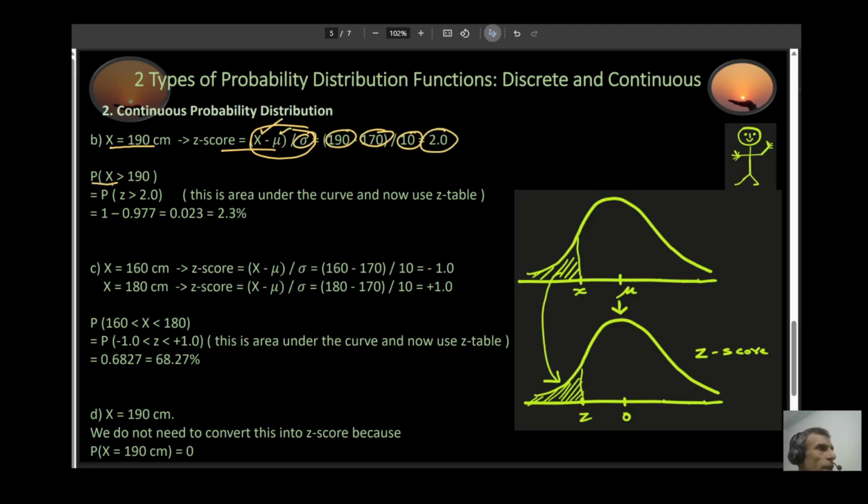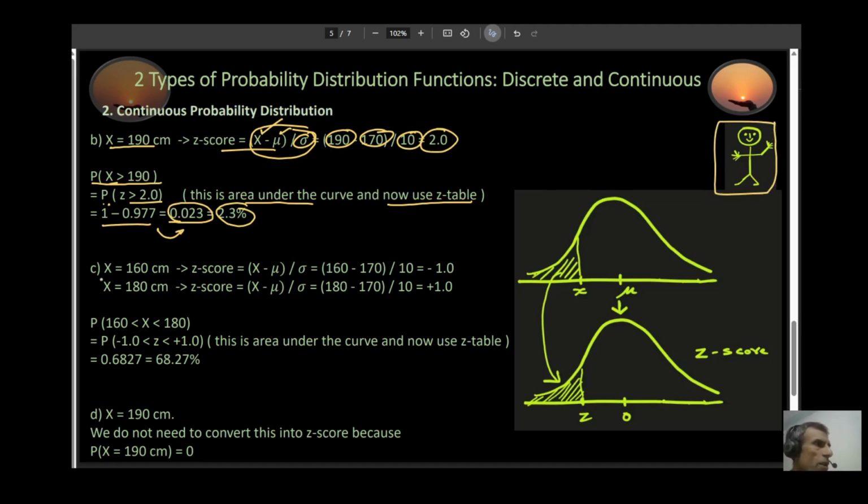So the probability that x is greater than 190 is the same as the probability of z greater than 2. Again, this is the area under the curve, and you can use your z-table. Using the z-table, the answer comes out to be 0.023, so the answer is 2.3%. I'm assuming you know how to use the z-table. There is a 2.3% chance that his height is going to be more than 190 centimeters.